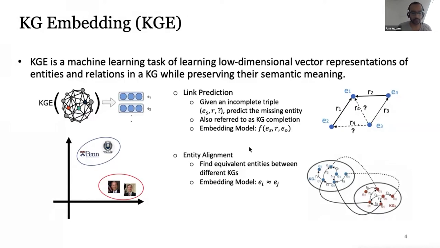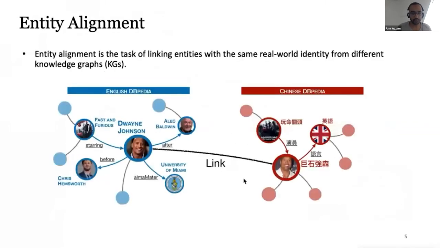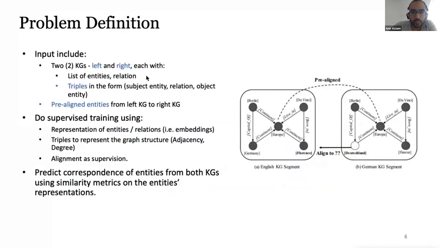Two typical learning tasks over KGs are link prediction and entity alignment. Entity alignment is the task of linking entities with the same real-world identity from different KGs. Embedding-based entity alignment approaches can model entities and relations across multiple KGs in a vector space.